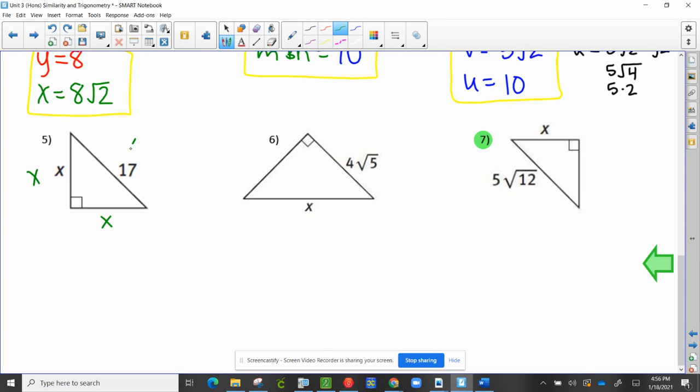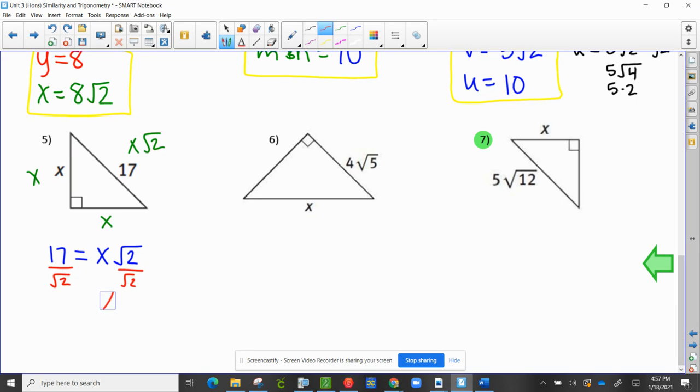X, the hypotenuse is x root 2. So here's how I would set up this equation. I know the hypotenuse, which is 17, is supposed to be equal to x root 2. So to find x, I would just have to divide out that root 2 on both sides.